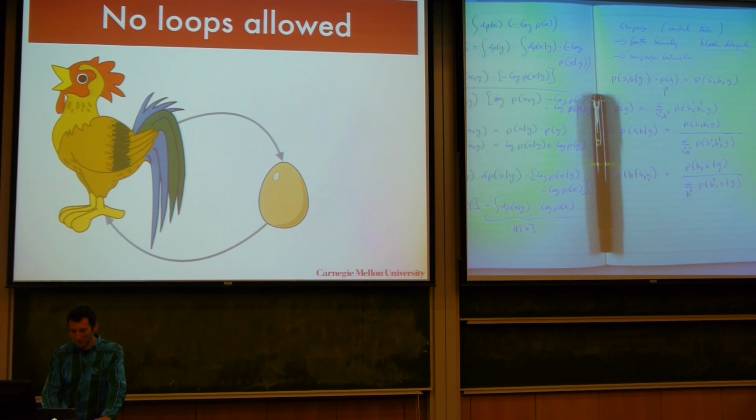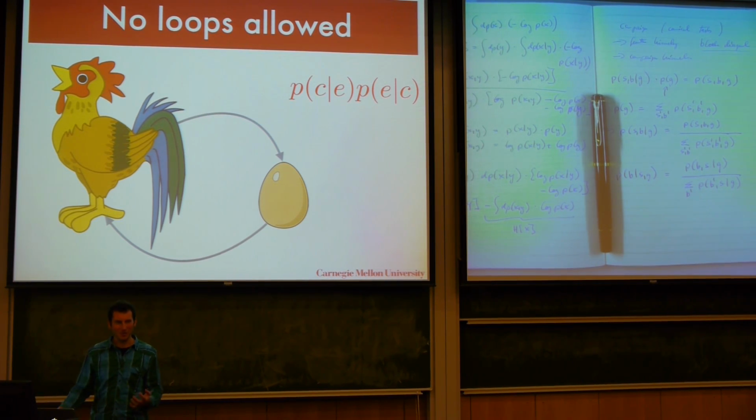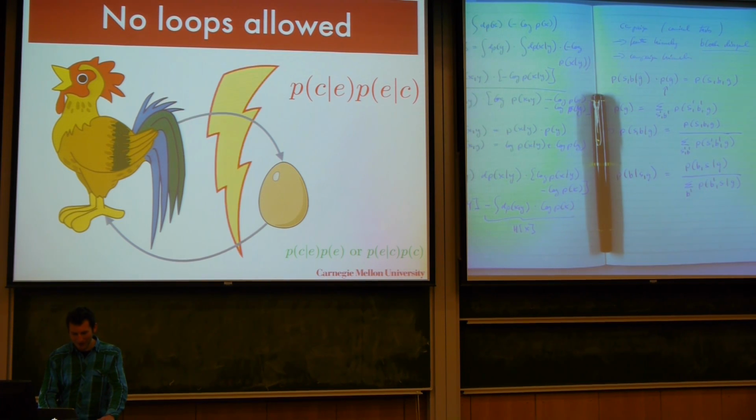I could go and model P of chicken given egg times P of egg given chicken, but that doesn't give me a proper probability distribution. Okay, all awake? Okay. What is okay to do is if you have something like P of chicken given egg times P of egg, or P of egg given chicken times P of chicken. So question, how could you fix that model? What is wrong with that model here?